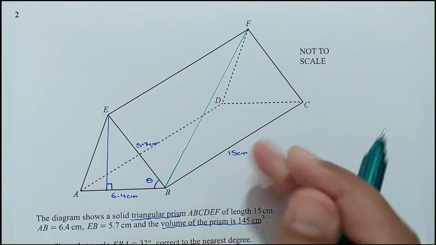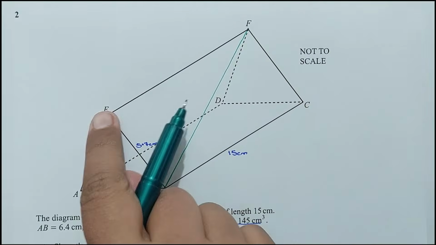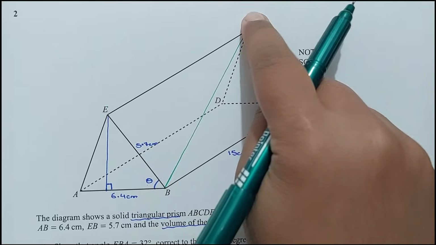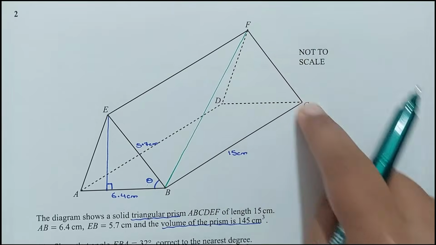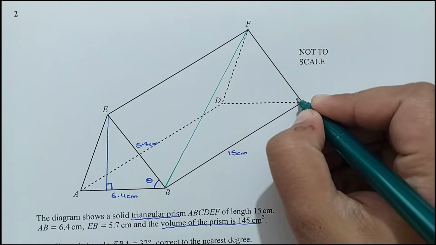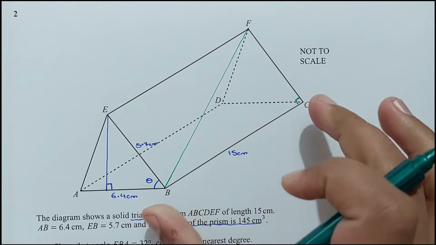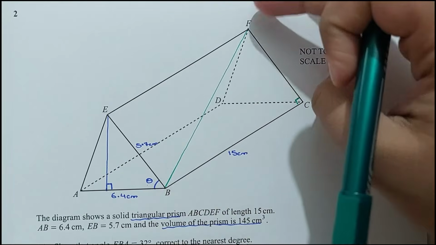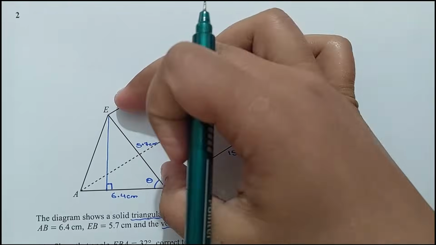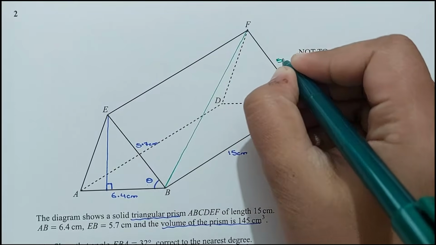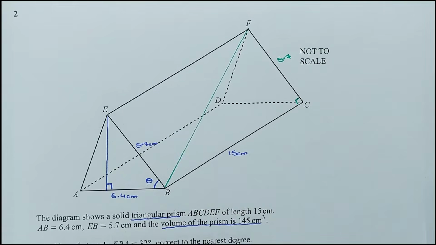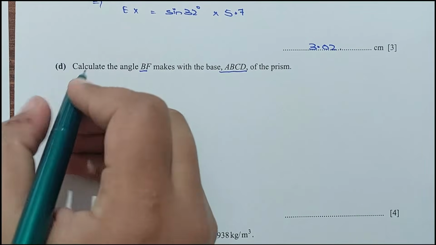Right. So if I consider this rectangle EBCF, this should be a right angle triangle. We know BC is 15. We know FC is equivalent to 5.7, right? And if I apply the Pythagoras theorem over here, we can easily find what is BF, the hypotenuse, right? So let me solve for BF first.